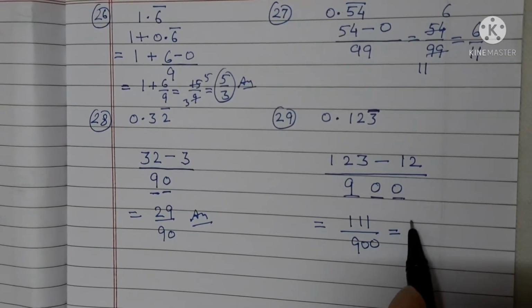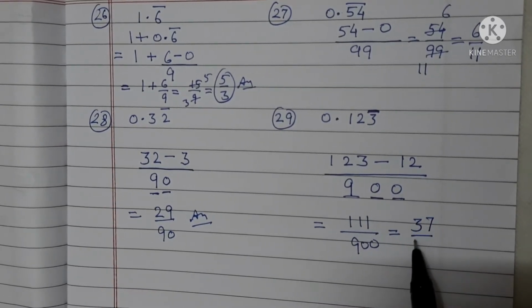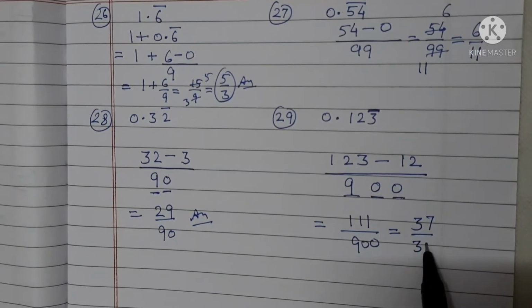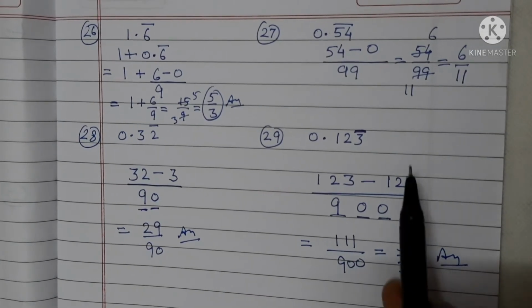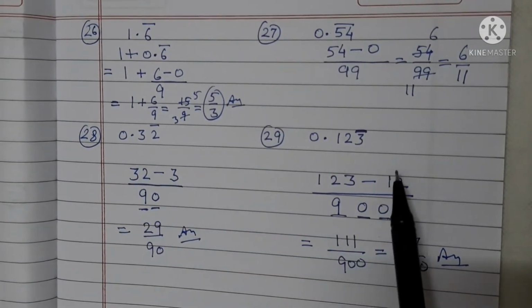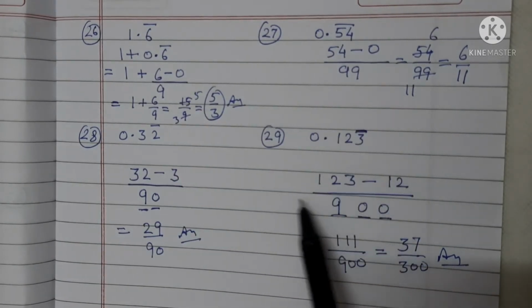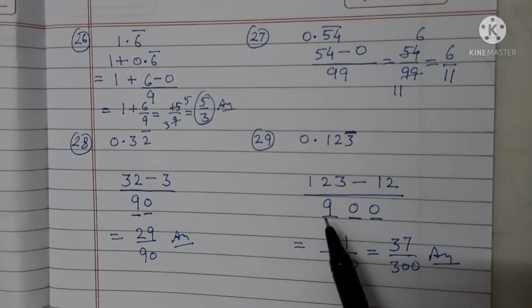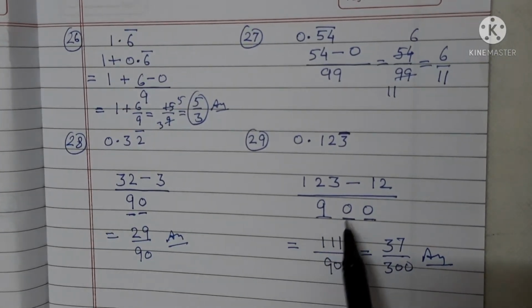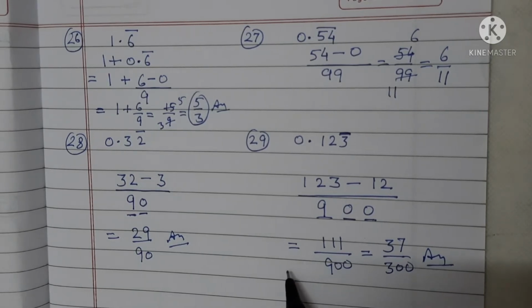Now 3 3s are 9, 10, 11, 3 7s are 21, 3 3s are 9, 00. This is the answer. This will take time for me, but when you know all these concepts, you will do it very fast. So you can use this method in objective questions to save your time.